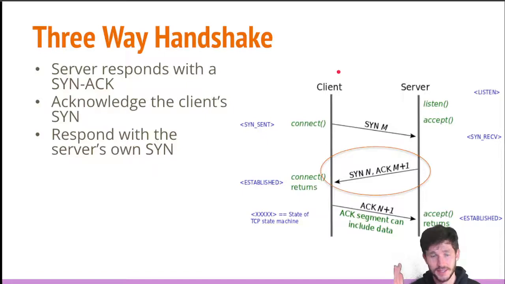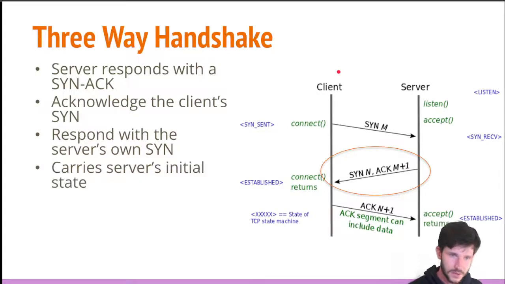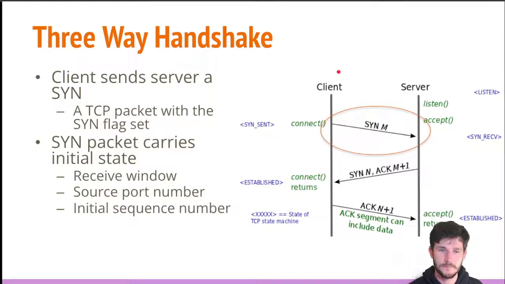packet with the ACK set and the acknowledgement, the sequence number field set to be the ISN that the client provided +1. And you also tag along, the server also tags along its own SYN, which includes the same information as before. The window, the port number, and the initial sequence number that the server picks.